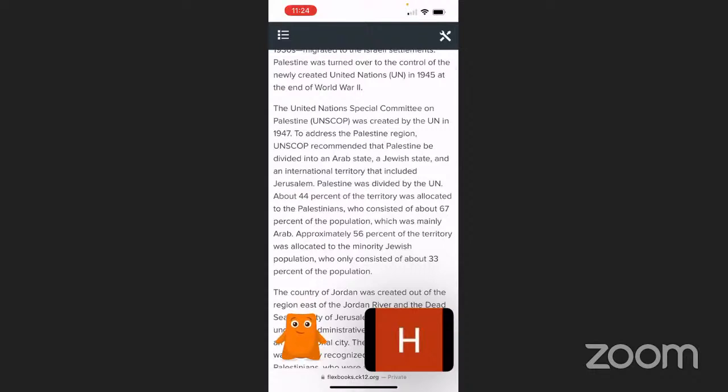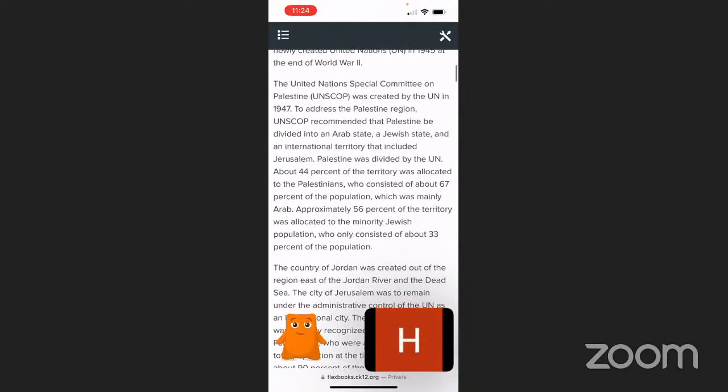The United Nations Special Committee on Palestine, UNSCOP, was created by the UN in 1947 to address the Palestinian region. UNSCOP recommended that Palestine be divided into an Arab state, a Jewish state, and an international territory that included Jerusalem. Palestine was divided by the UN. About 44% of the territory was allocated to the Palestinians, who consisted of about 67% of the population, which was mainly Arab.